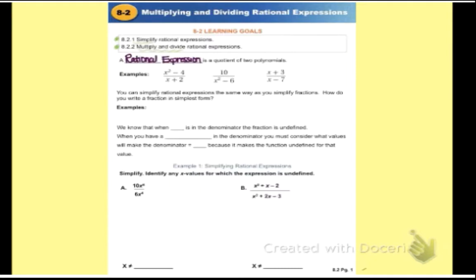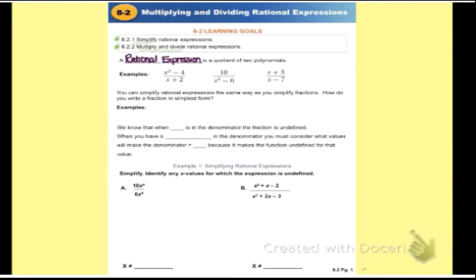Let's take a look at a few rational expressions. So again, a rational expression is a quotient of two polynomials, and here are some examples. X squared minus 4 divided by x plus 2, that's a rational expression. It's got two polynomials being divided. We have 10 divided by x squared minus 6, or x plus 3 divided by x minus 7. And you can simplify rational expressions the same way as you simplify fractions.